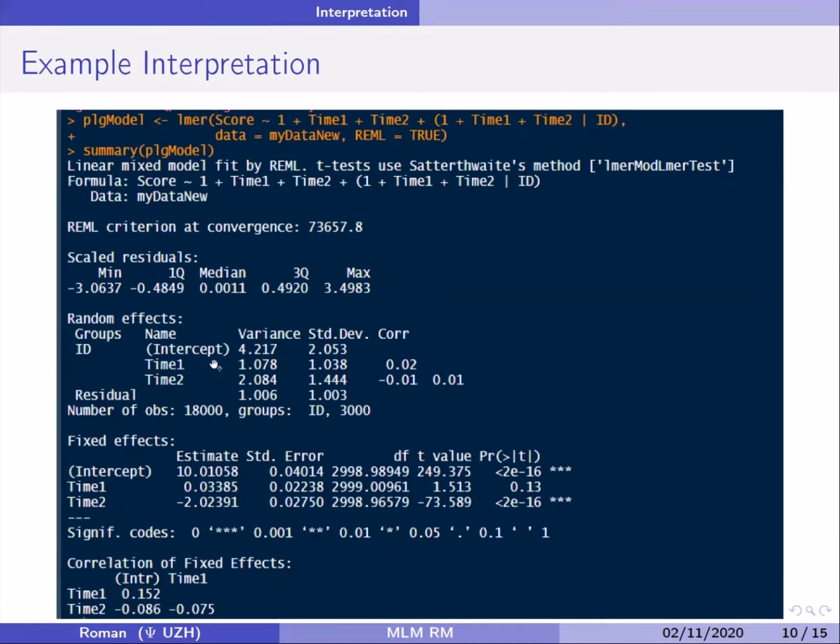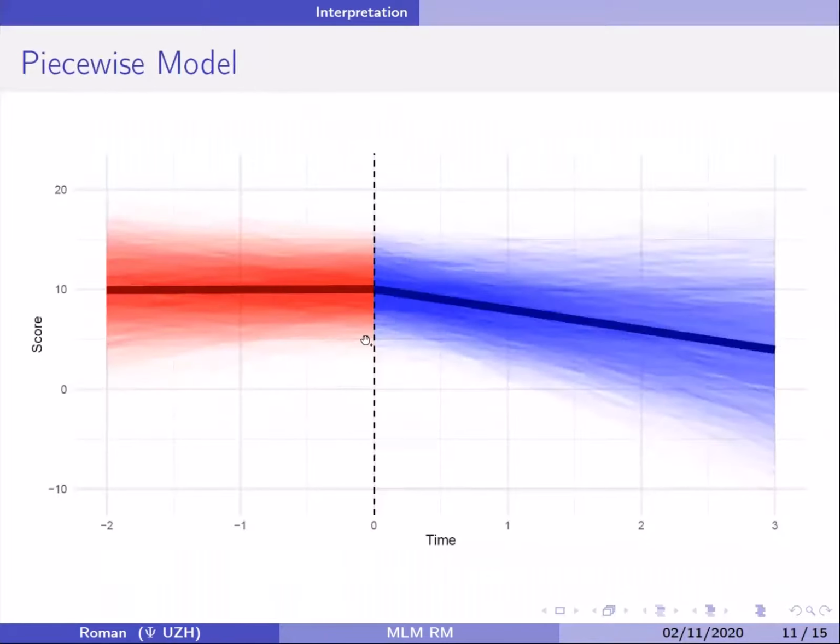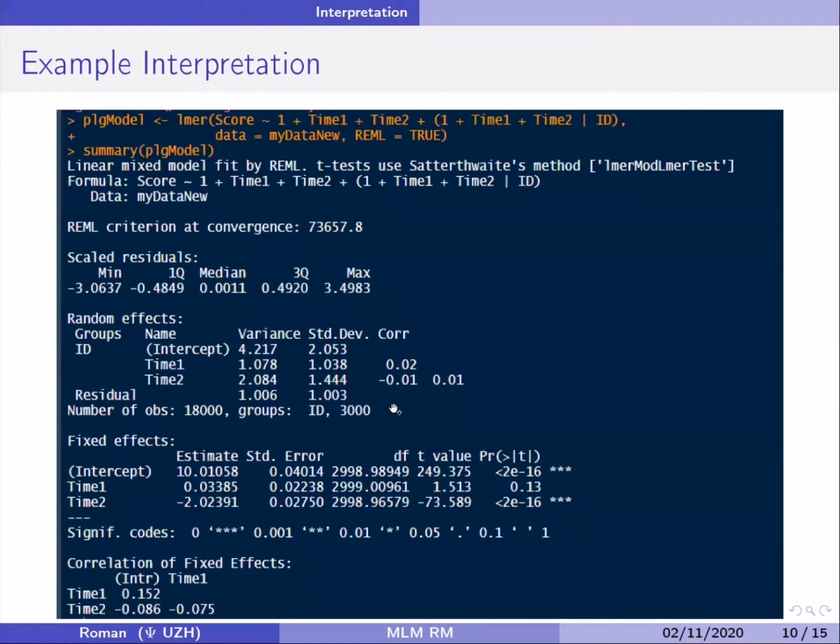And the variance, or the random slope for time 1, is 1.03. So this is telling us that there is some variation in the individual trajectories here, but not much. So some people are seeing slight increases and slight decreases, but not by much.